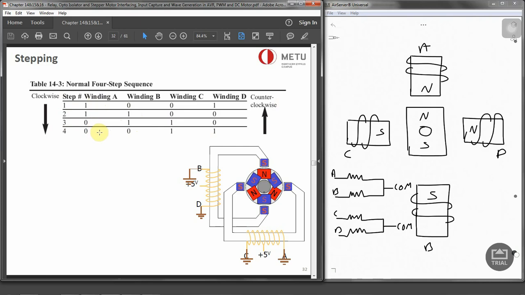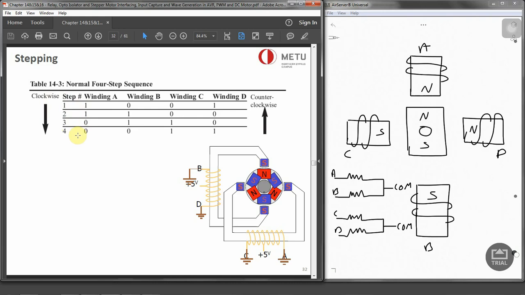For the sequences, we can start with any of the sequences in the table. We can start from step 1 or 2 or 3 or 4. But when we start with the sequence, we must continue in the proper order. So we cannot jump from 4 to 1, or from 2 to 4 or 2 to 1. We have to go in an order. So if you're starting from 2, we have to go 3, 4, 1, 2, 3, 4, 1. Or if you're starting from 3, 4, 1, 2, 3, 4, 1, 2. That should be in the sequence.